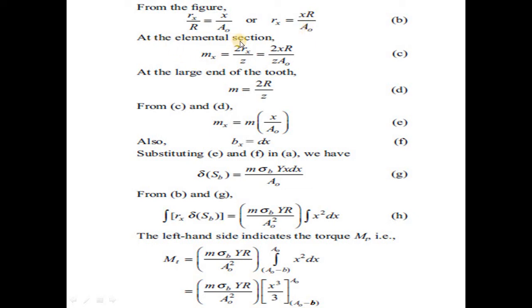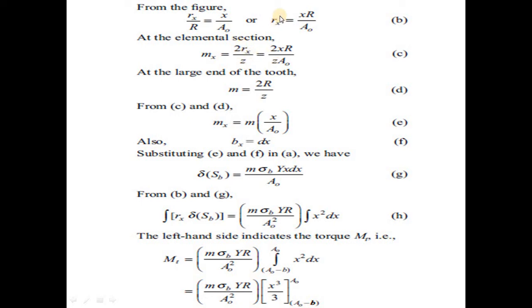Okay, at the elemental section, we have considered the module for that element section. Mx is the module for that elemental section. The general formula of the module is equal to d divided by z, but d, that's the pitch circle diameter, is indicated by 2 times Rx, because Rx indicates the elemental radius. That's why here it is 2 times Rx divided by z, and z is the number of teeth.